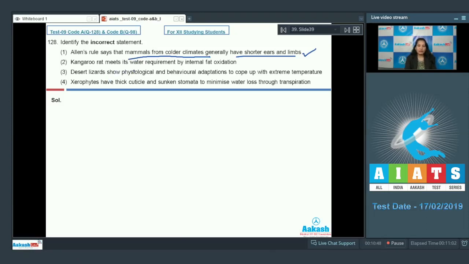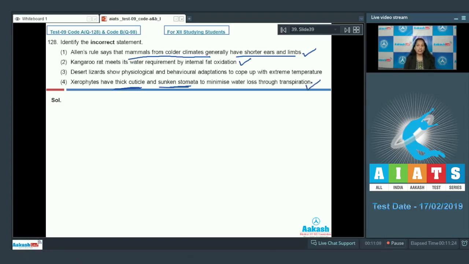Second, kangaroo rat meets its water requirement by oxidation of fat. It is also true. Fourth one, xerophytes have thick cuticle and sunken stomata to minimize the water loss through transpiration. Yes, thick cuticle and the sunken stomata help xerophytic plants to minimize the water loss. So this is also true.